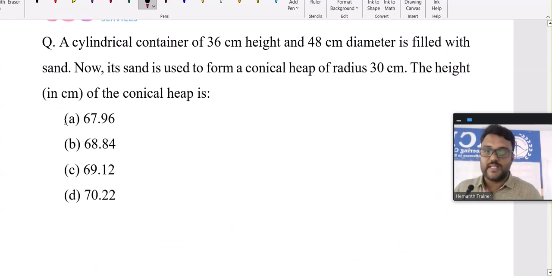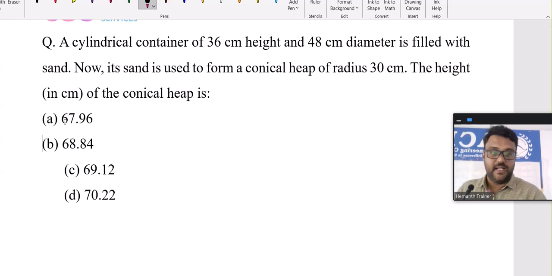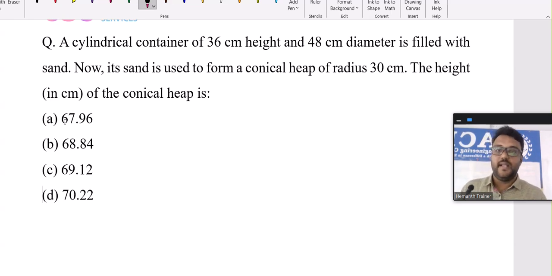Now, see this next question. A cylindrical container of 36 centimeters height and 48 centimeters diameter is filled with sand. Now, its sand is used to form a conical heap of radius 30 centimeters. So it's very simple. Volume of cylinder equal to volume of cone, because the sand which they used is stored in that cylindrical container. Now they want to store it in a cone. Okay, they want to convey that.